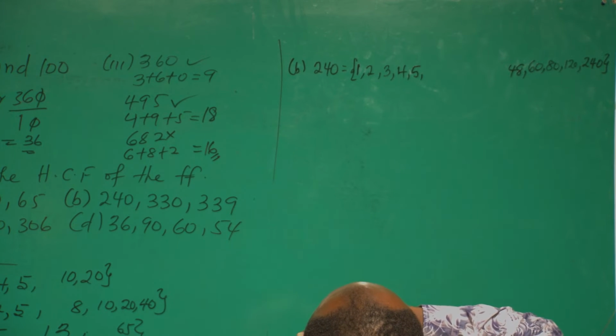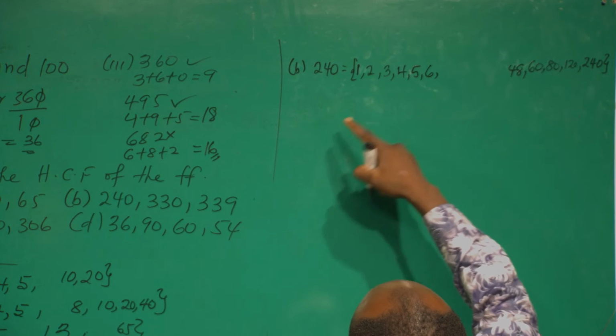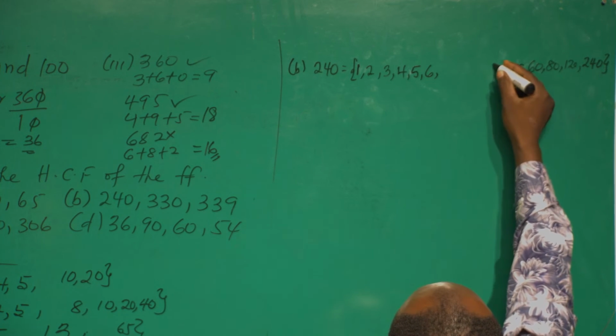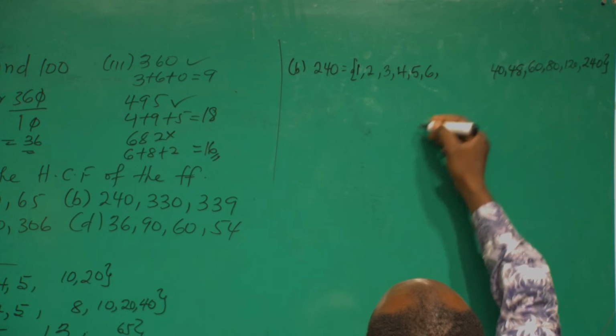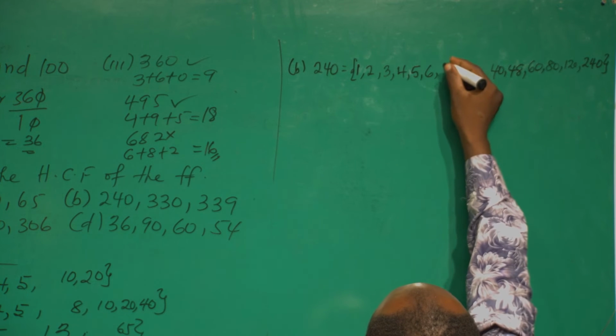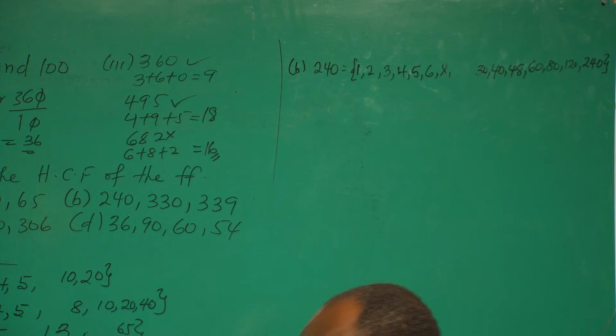6. Then we said 6 times 4 is 24, so 6 and 40. 7 times 3 is 21, 7 times 4 is 28. No. Then we go to 8. 8 times 1, 8 times 2 is 16, 8 times 3 is 24. So 8 and 30. So you could see we'll be going on and on.